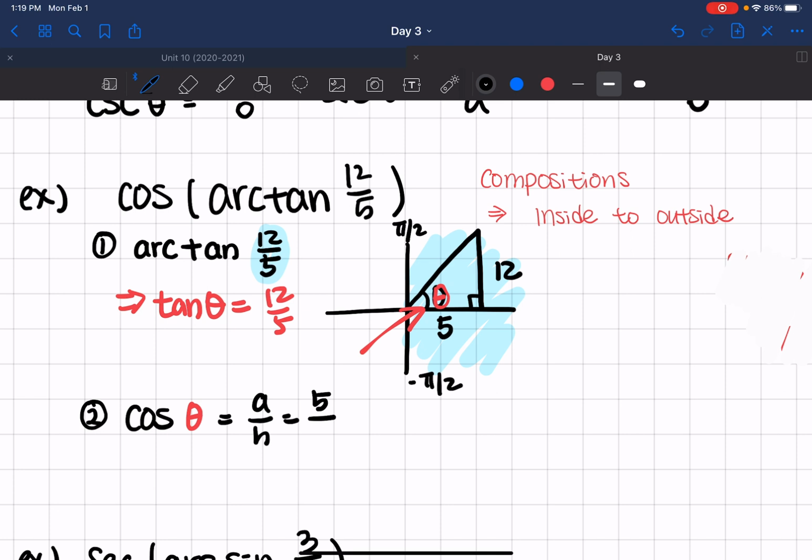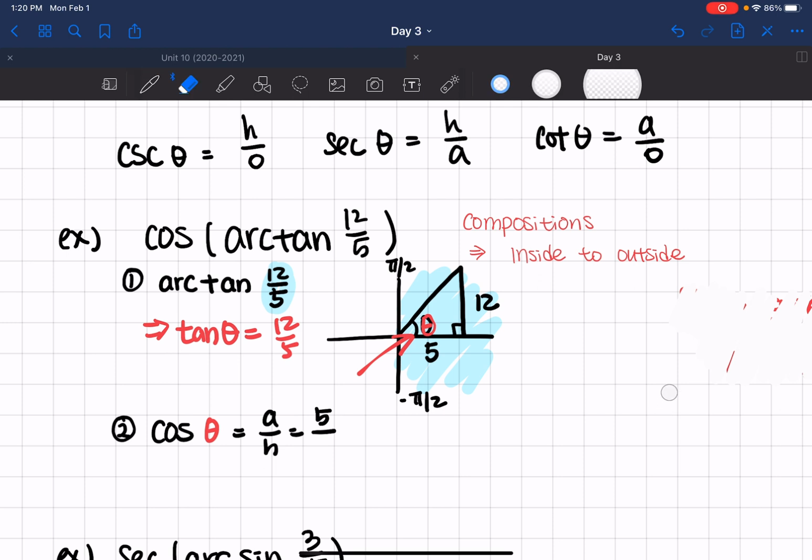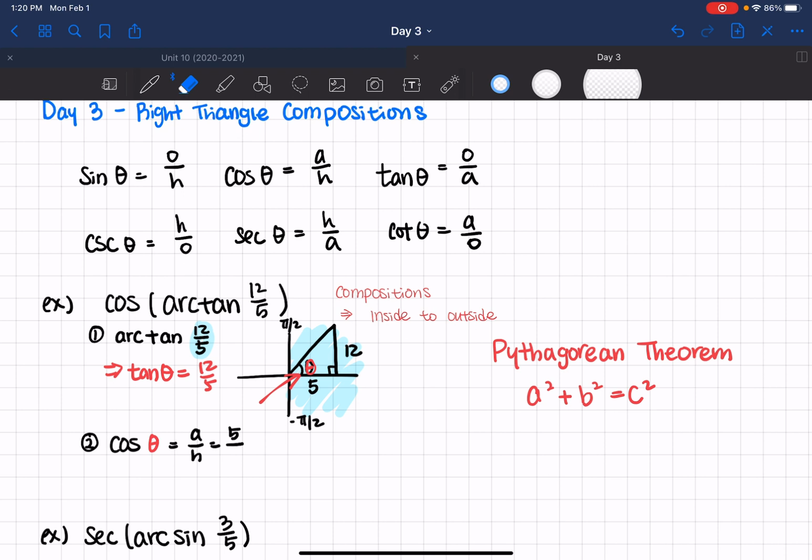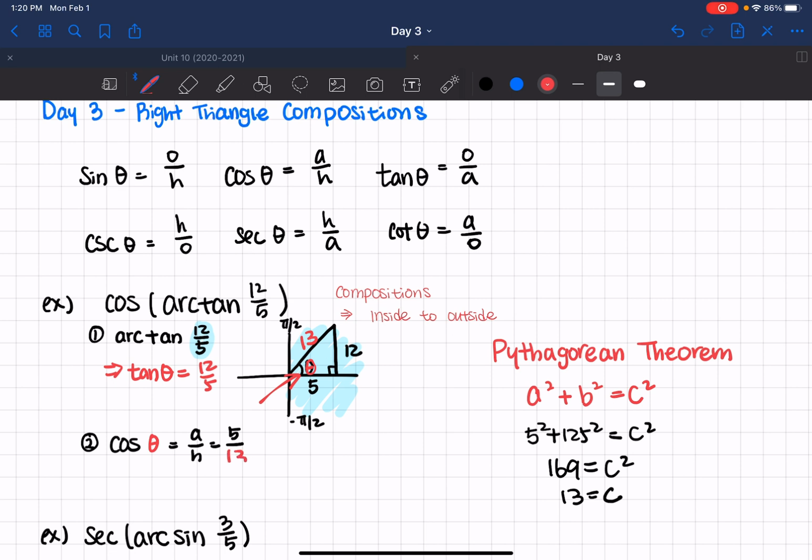Remember, this is a right triangle. For the right triangle, one of your favorite theorems that you learned is the Pythagorean theorem, right? So you're going to use that. Remember, the Pythagorean theorem is a squared plus b squared equals c squared. So in this case, 5 squared plus 12 squared equals c squared, which is the hypotenuse squared. So that equals 169 equals c squared. Then if you take the square root, you'll get 13 equals c. So your hypotenuse is 13, meaning the cosine of this theta equals 5 over 13. And that's all you have to do for this.